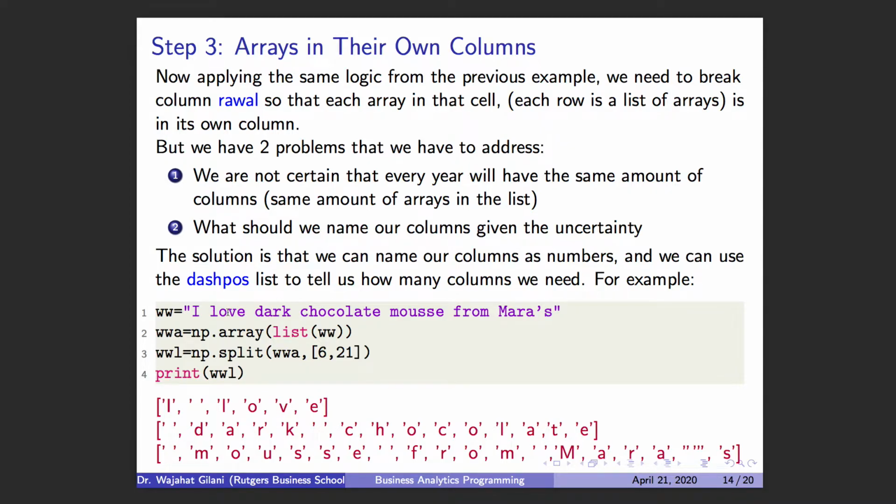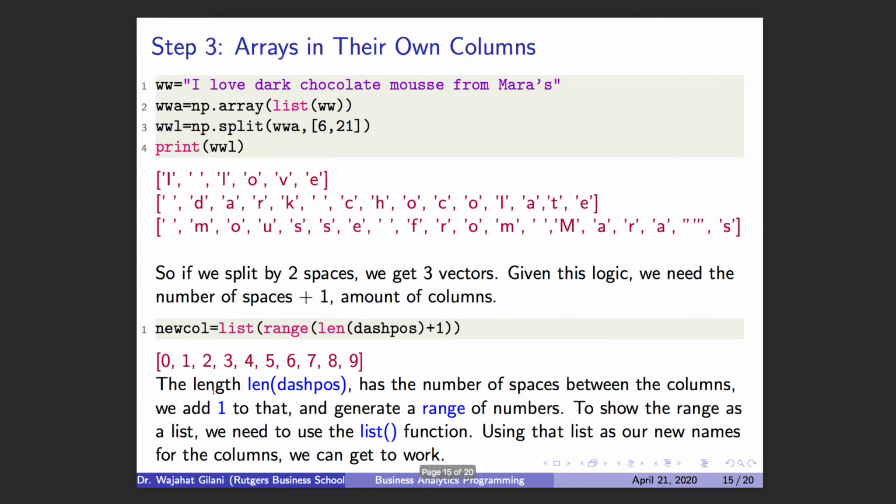So one example here, if you want to do it this way, that's fine, but we don't have to. If you look from before, I have the "I love dark chocolate mousse" example. We split it, and we have a list of two different NumPy arrays. Like I said before, if we split by two spaces, we get three vectors. Given this logic, the number of splits plus 1 is how many columns we need.